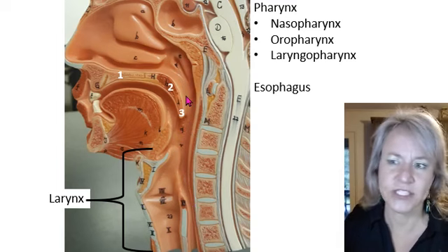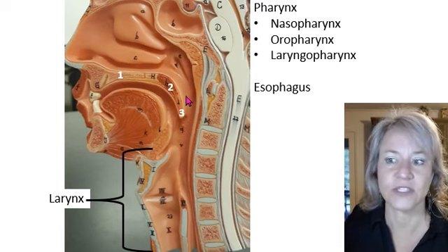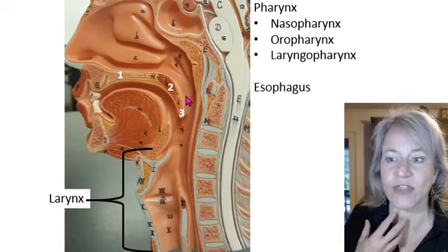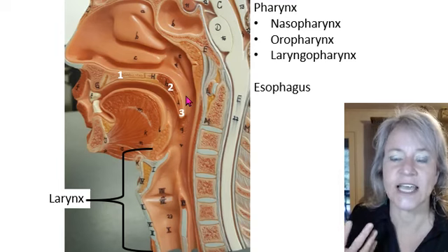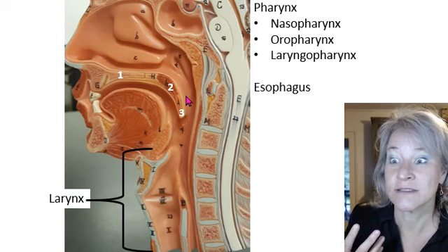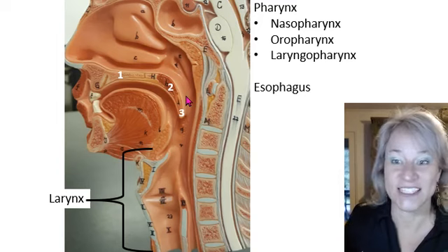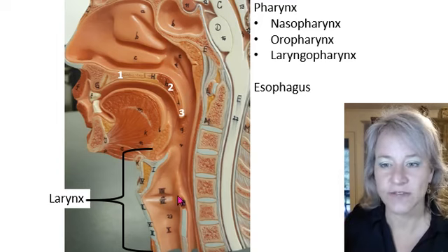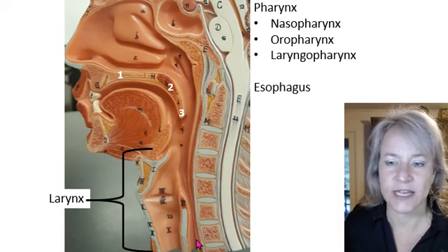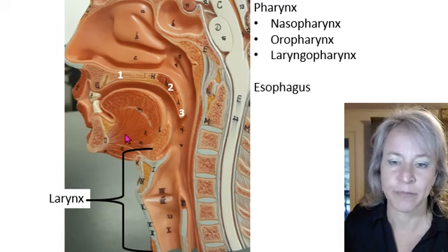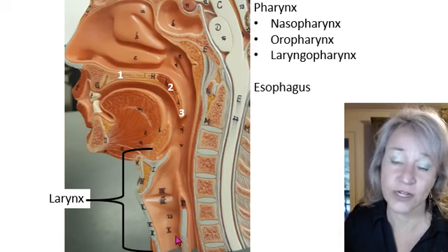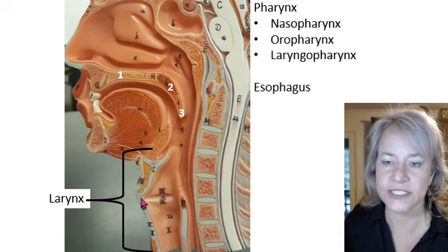And I had mentioned in a previous video that if that were to get infected and you have a throat infection, that is called pharyngitis. So you have the pharynx. Then below that is the esophagus. So this is the opening to the esophagus right here that's going to take the food down to the stomach. And this structure, this entire structure here is the larynx, which is your voice box.